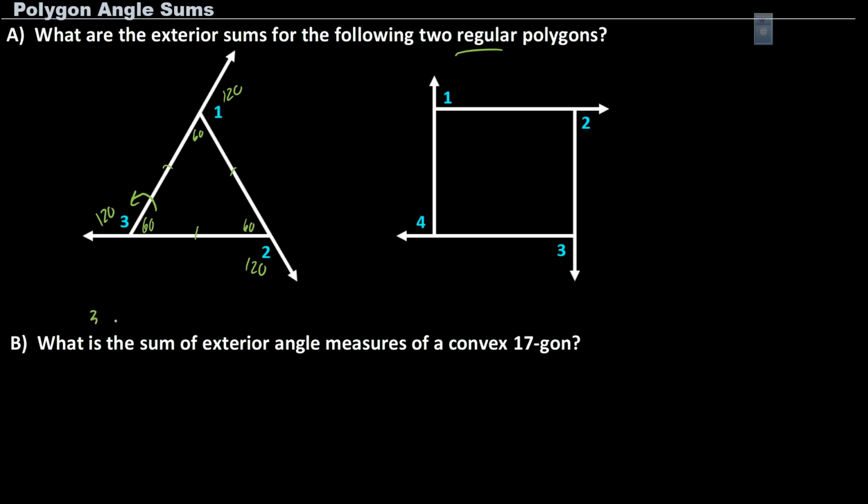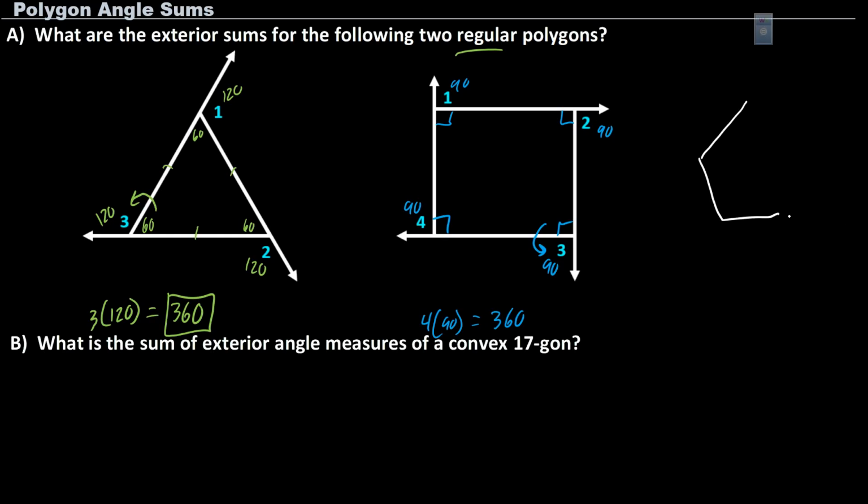So 120 added 3 times gives me 360. If we look at this square, squares have angles of 90, which means that the outside angles here are 90. And if we add up 90 4 times, that equals 360. Now, what if we did a regular pentagon? We'll just kind of sketch it out here.